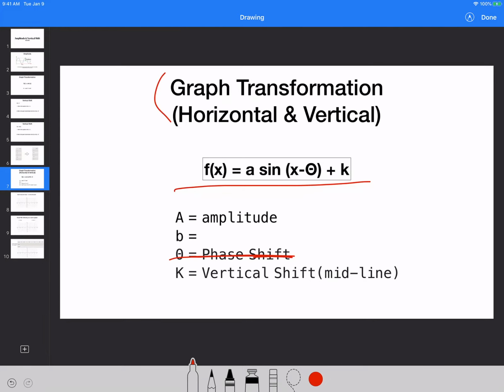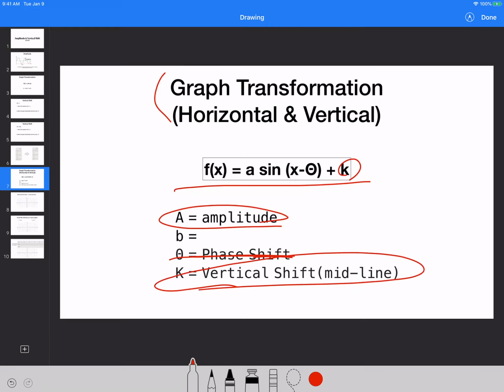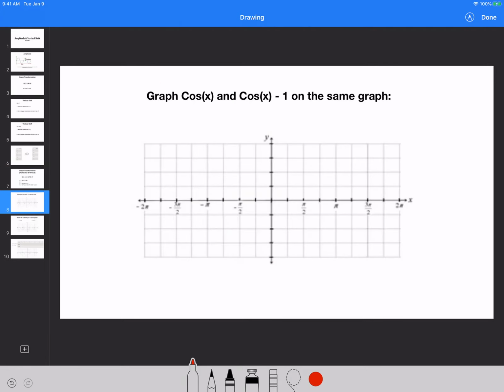I know that I didn't talk about phase shift yet, so just please forget about that. I used K instead of D, but it really doesn't matter. So vertical shift, and we call it the midline. So these two are what we're going to be dealing with.